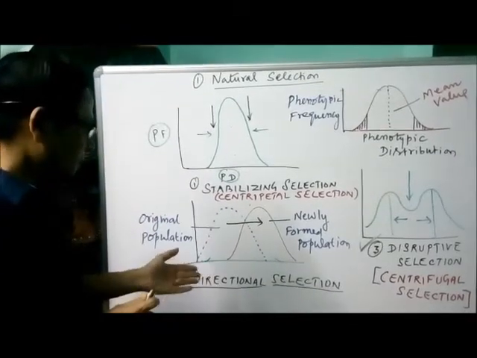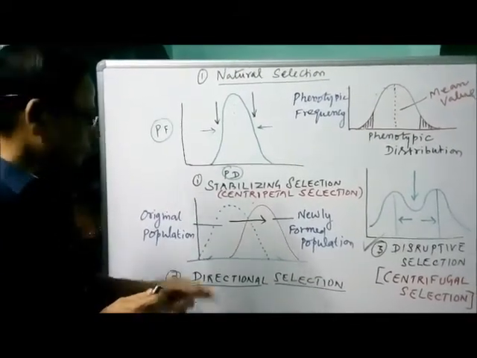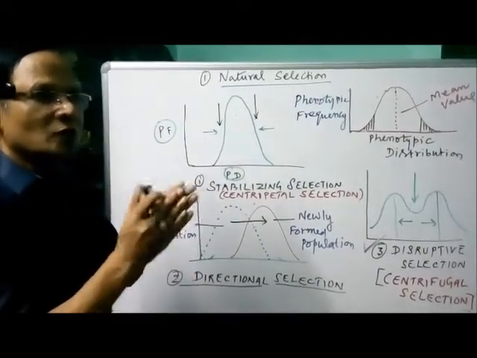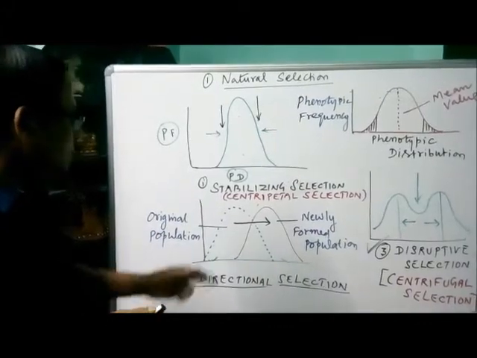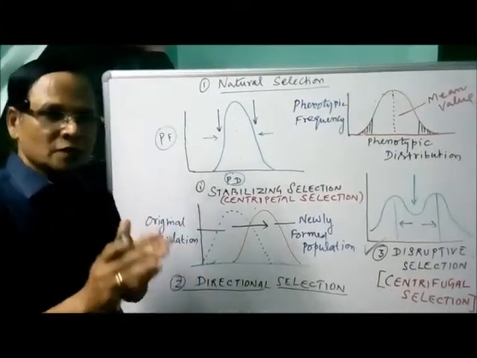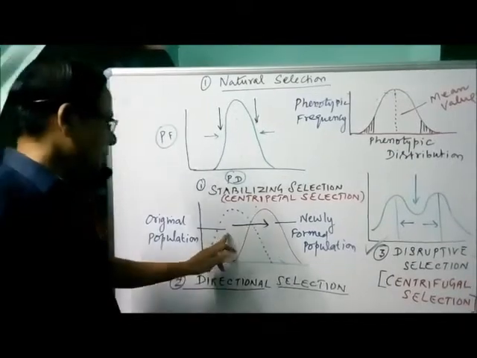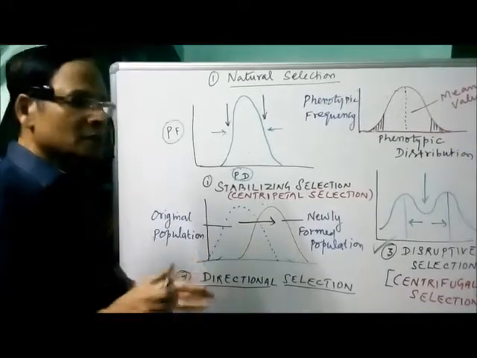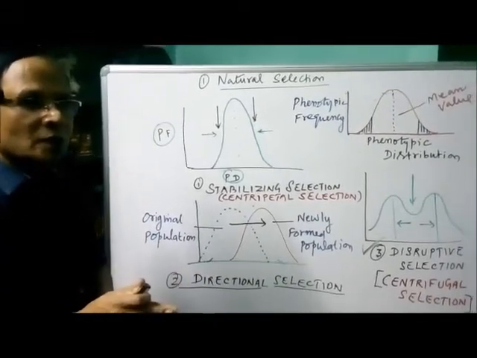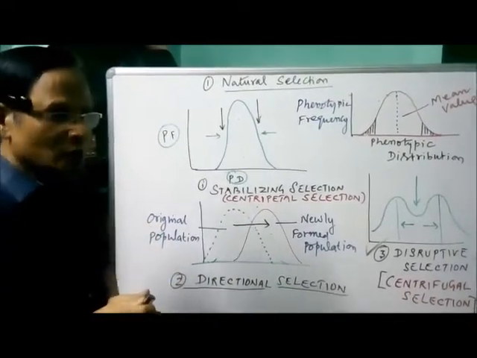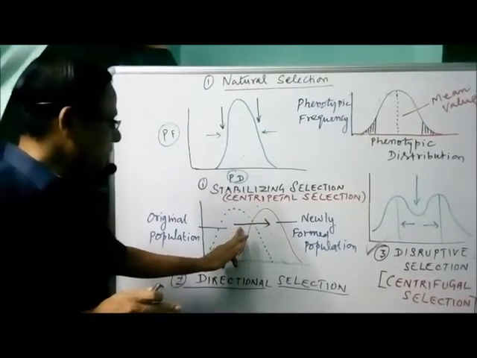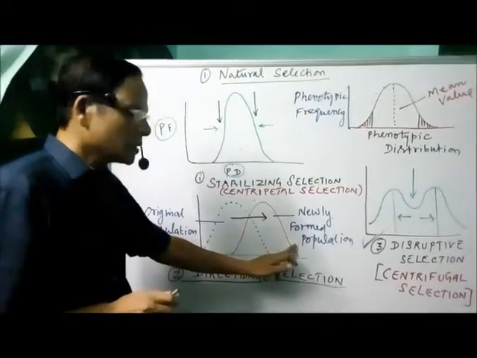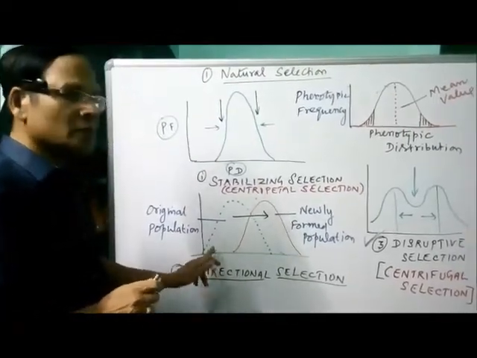Now the next one, directional selection. This type of selection operates when there is a gradual change in the environmental conditions. Now this type of selection occurs only when there is a gradual change in the environment. Now here what is happening, you can see that one. This type of selection tends to eliminate the phenotypically extreme individuals and shift the mean value towards one direction. So either towards the long necked giraffe or towards the short necked giraffe.